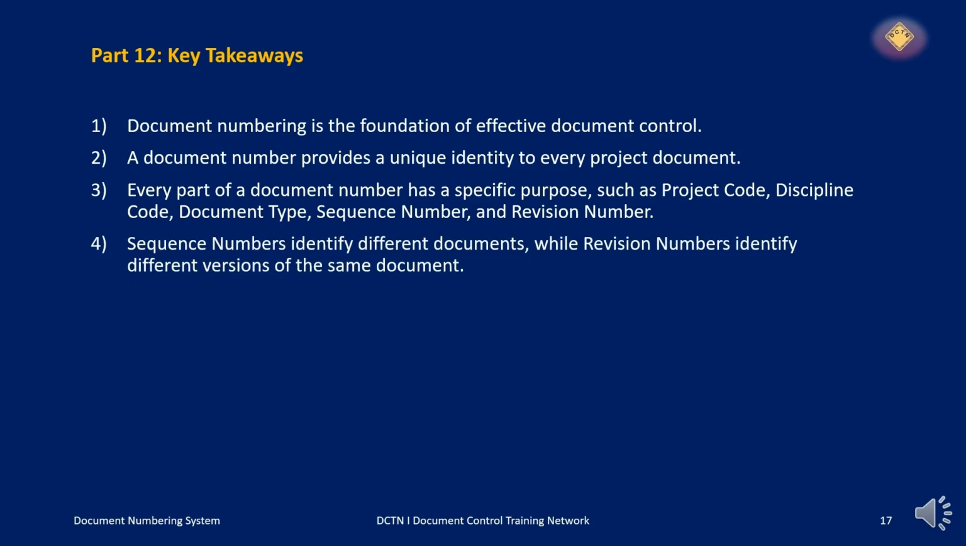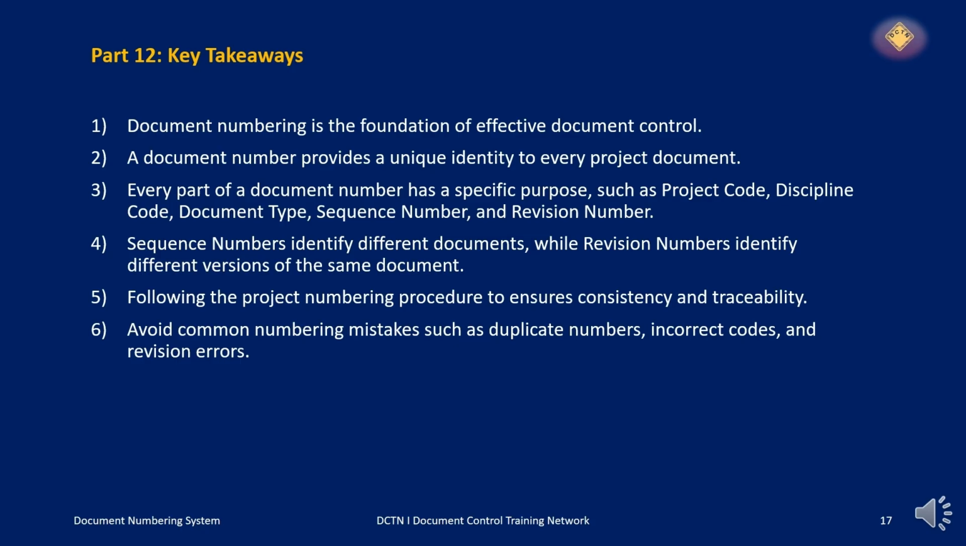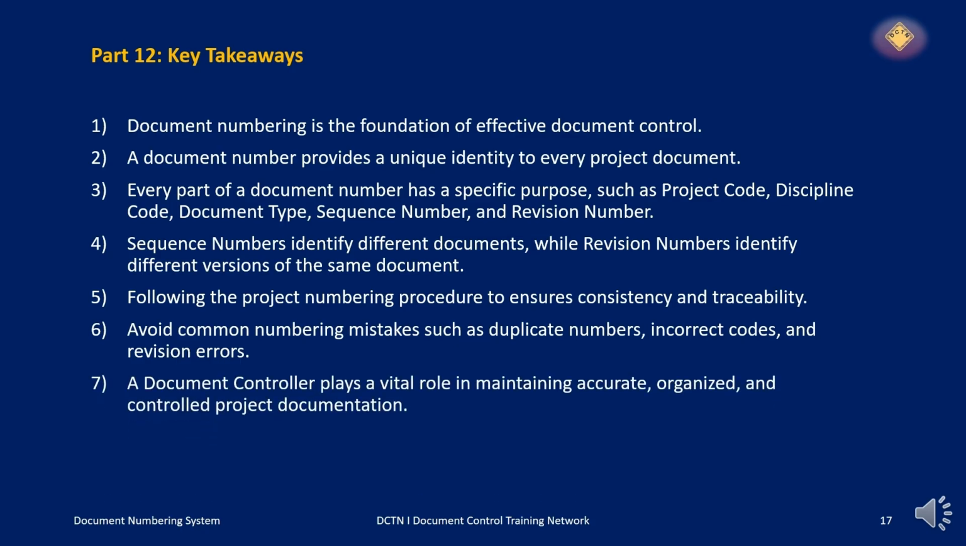Fourth, sequence numbers identify different documents, while revision numbers identify different versions of the same document. Fifth, follow the project numbering procedure to ensure consistency and traceability. Sixth, avoid common numbering mistakes such as duplicate numbers, incorrect codes, and revision errors. Seventh, a document controller plays a vital role in maintaining accurate, organized, and controlled project documentation. These are the points you need to memorize.